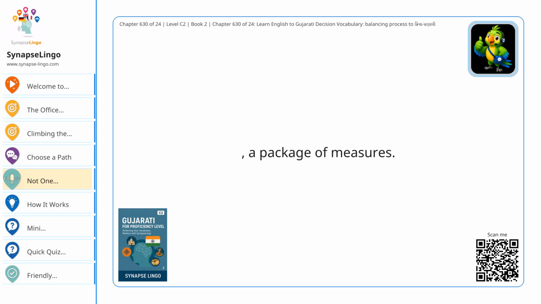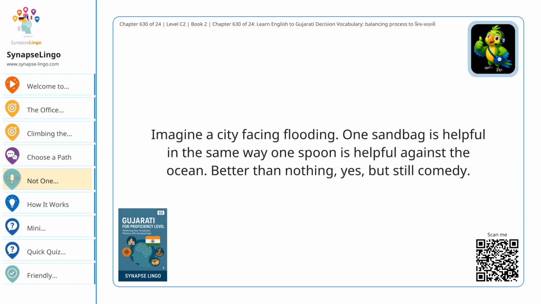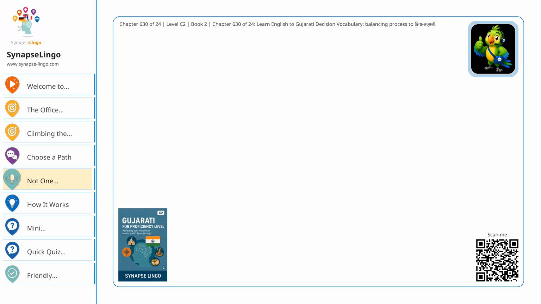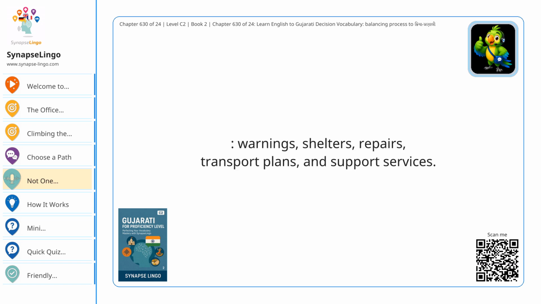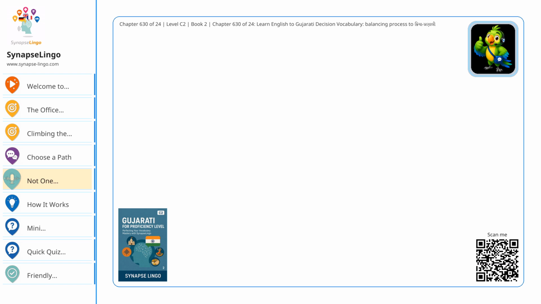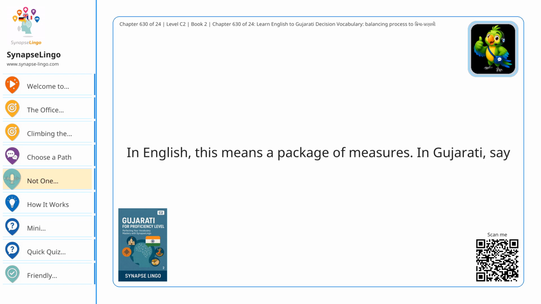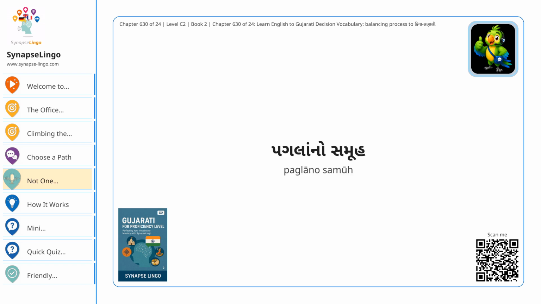a package of measures. Imagine a city facing flooding. One sandbag is helpful in the same way one spoon is helpful against the ocean. Better than nothing, yes, but still comedy. So officials prepare a પગલાંનો સમૂહ: warnings, shelters, repairs, transport plans, and support services. In English, this means a package of measures. In Gujarati, say પગલાંનો સમૂહ.